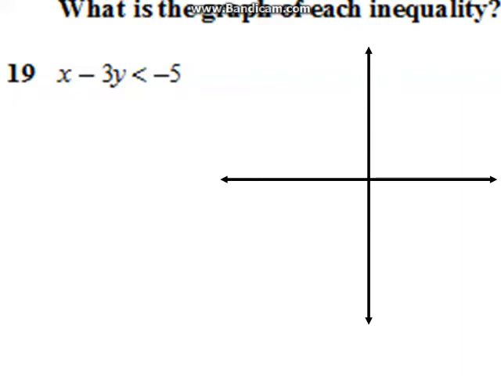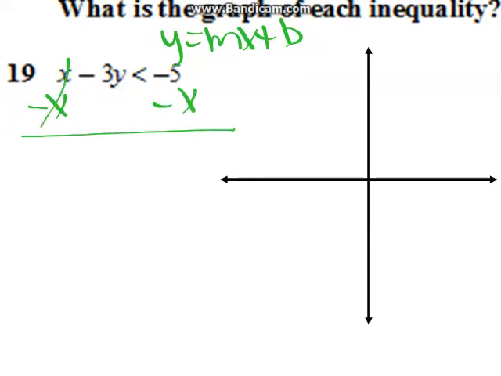So the first thing I'm going to do, slope-intercept form, is y equals mx plus b. It's easy to graph that way, and we can follow our shading rules. So let's try to get it in that form now. So I'm going to subtract x from each side and get rid of the x here. And we're left with negative 3y is less than negative x minus 5.